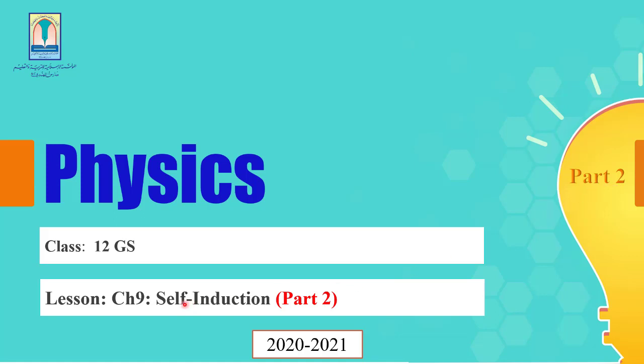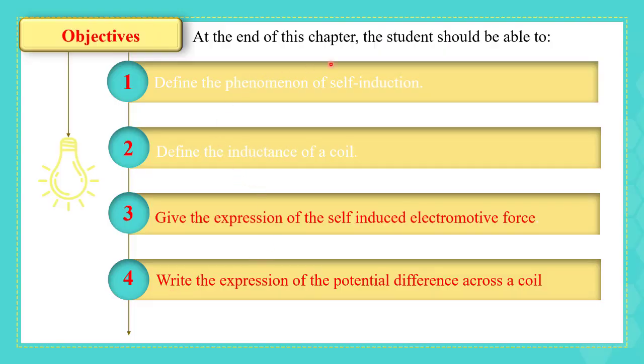This is the second part of chapter 9, self-induction. At the end of this chapter, we will be able to give the expression of the self-induced electromotive force and write the expression of the potential difference across a coil.